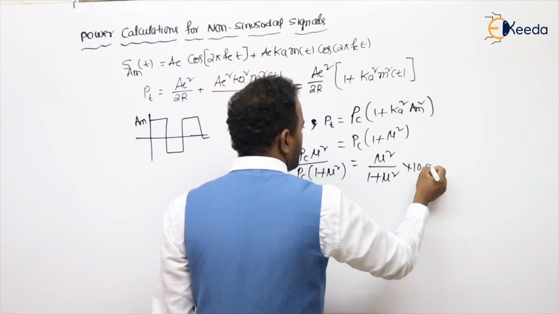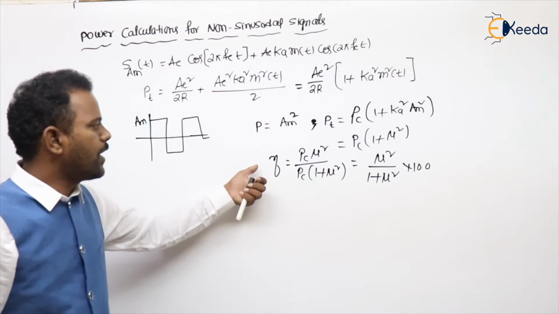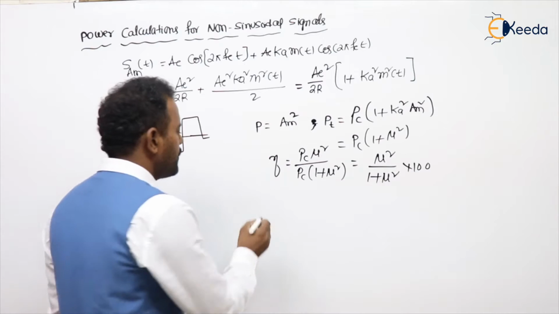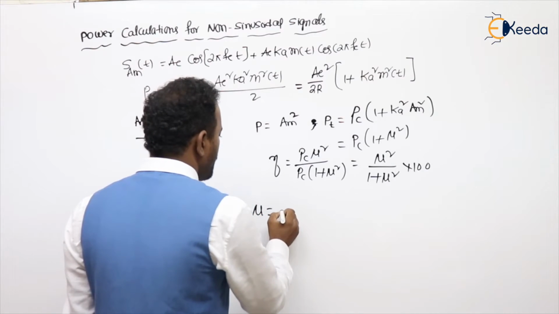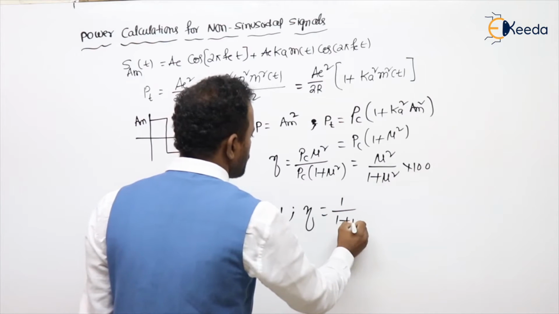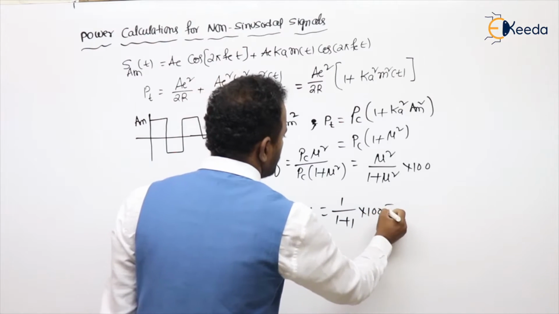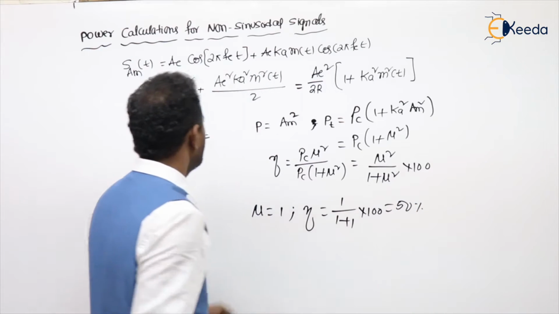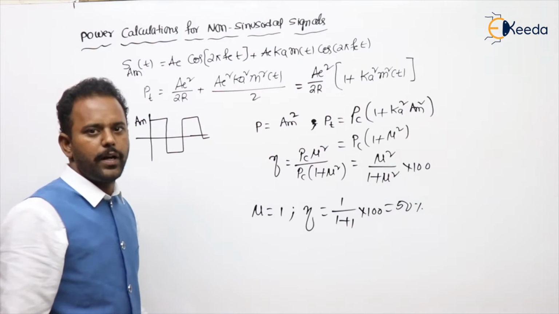Percentage means multiply by 100. This is for the square waveform, and substitute mu value 1. If you substitute mu equal to 1, then efficiency is mu square by 1 plus mu square, which is 1 by 1 plus 1, into 100, and you will get 50% for the square waveform. Are you getting my point?